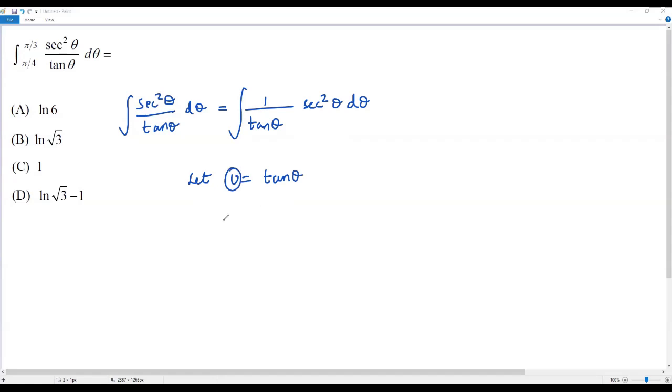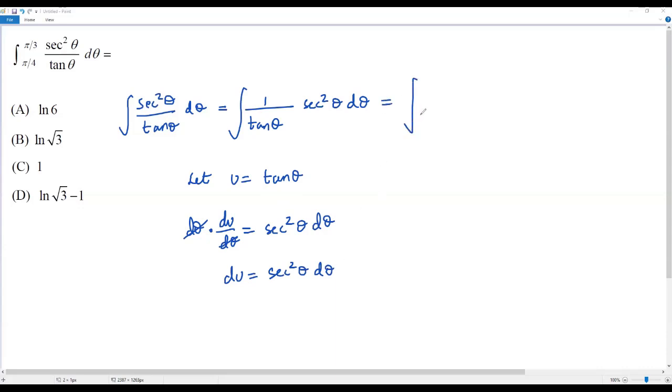When I find the derivative of u with respect to theta, I am getting du over d theta. On the right side, when I find the derivative of tangent theta, I am getting secant squared theta. Now let me multiply both sides by d theta. When I do so, the d theta will cancel out. Then I'm getting du equals secant squared theta times d theta.